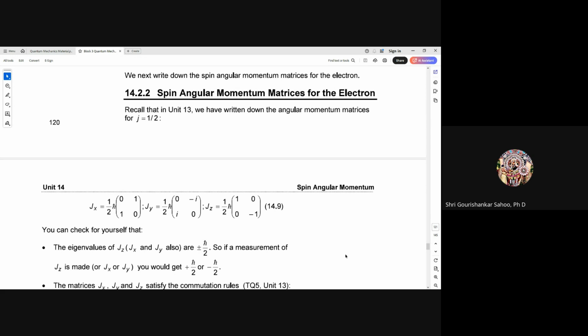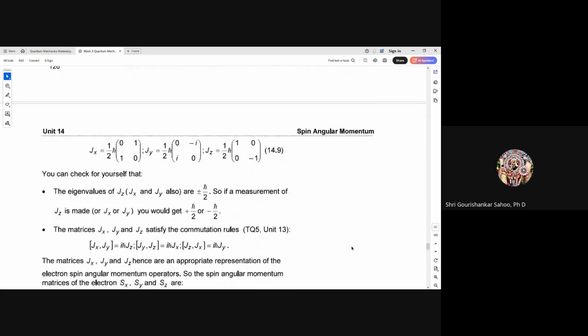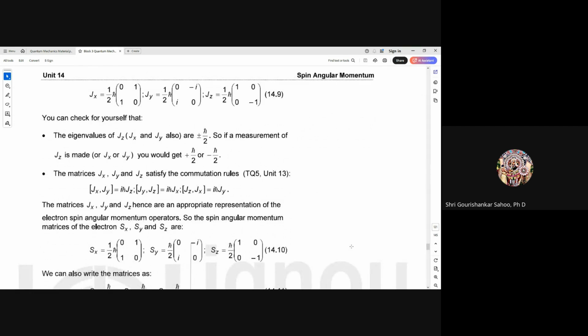So for J is equal to half, Jx is equal to half h cross in matrix 0, 1, 1, 0. Similarly, Jy is equal to half h cross in matrix 0, minus i, i, 0. And Jz cap is equal to half h cross, 1, 0 and 0, minus 1 in matrix form. You can check yourself that the eigenvalues of Jz, and also Jx and Jy, are plus minus h cross by 2. So if a measurement of Jz, Jx or Jy is made, you would get plus h cross by 2 or minus h cross by 2.